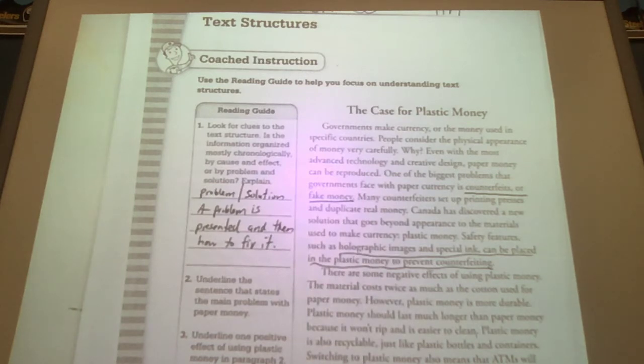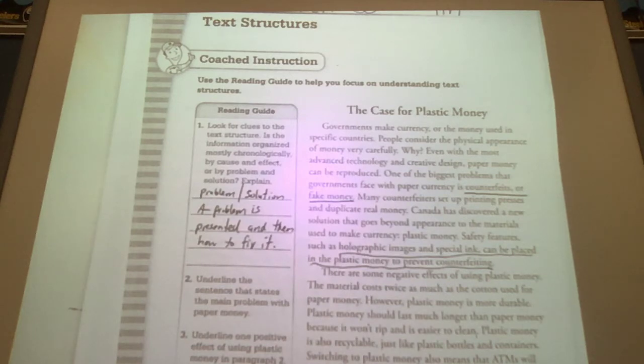In some cases, the entire text itself, maybe it's a couple pages long, can be set up in a text structure that represents problem and solution. Maybe it's a combination of some paragraphs in problem and solution, maybe some compare and contrast, maybe some in chronological order. That's going to be our focus today.